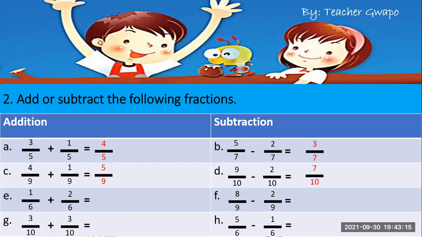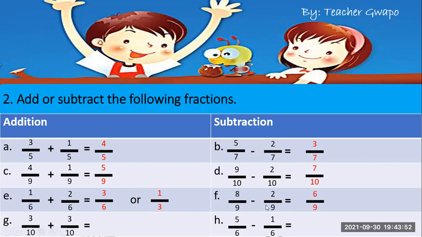Letter D, 7 over 10. Letter E, 3 over 6. But here, as I have told you, we need to leave it in simplest form, right? Can we make it in simplest form? Yes, because we can divide it by 3. 3 divided by 3 is 1. 6 divided by 3 is 2. So 3 over 6 is 1 over 2. Now letter F, 8 over 9 minus 2 over 9 is equal to 6 over 9.